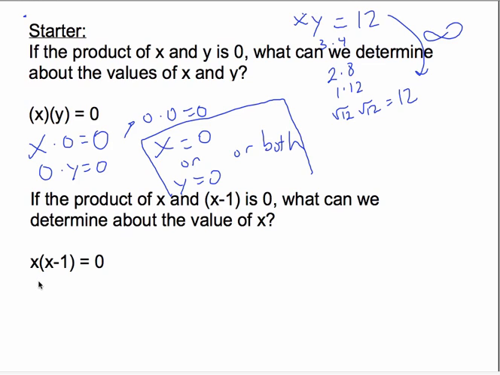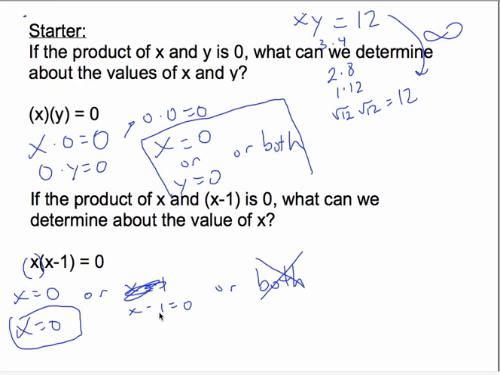So if we look at this situation here, we have x times x minus 1 equals 0. So either x equals 0 or x minus 1 equals 0, or both. Actually, it turns out it can't be both in this case, because it's the same variable. Here we have x equals 0. Here, if we solve by adding 1, we get x equals positive 1. It clearly can't be both 0 and 1. So in this case, x equals 0 or x equals 1.